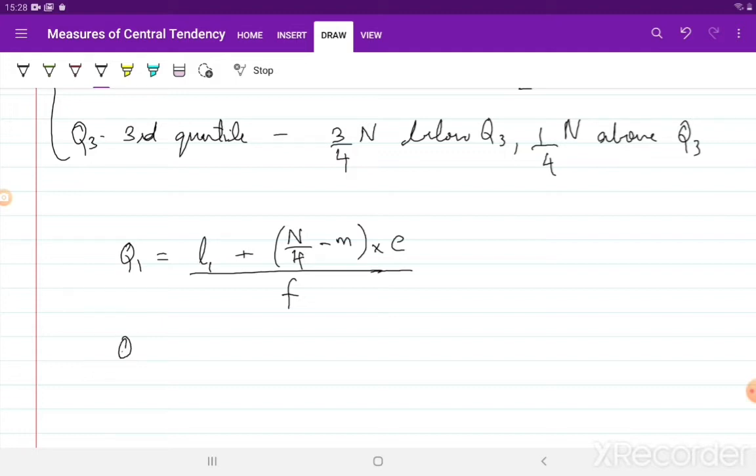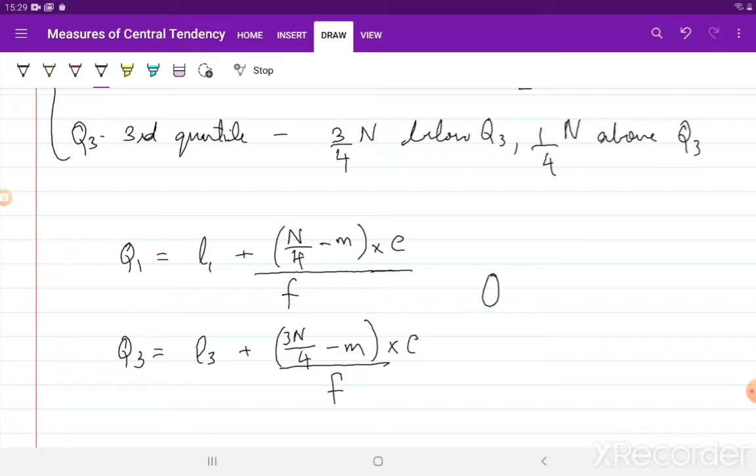Similarly, for Q3 the formula will be L3, which is the lower limit of the Q3 class, plus 3n by 4 minus m, divided by the frequency of the Q3 class, into C, which is the size of the class interval.